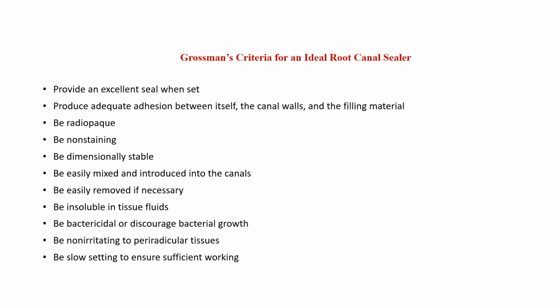So coming on to Grossman's criteria for an ideal root canal sealer, it should provide an excellent seal when set, produce adequate adhesion between itself, the canal walls and the filling material, be radiopaque, be non-staining, be dimensionally stable, be easily mixed and introduced into the canals, be easily removed if necessary, be insoluble in tissue fluids, be bactericidal or discourage bacterial growth, be non-irritating to periradicular tissues, be slow setting to ensure sufficient working time.